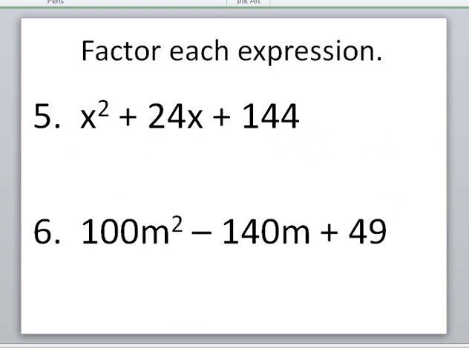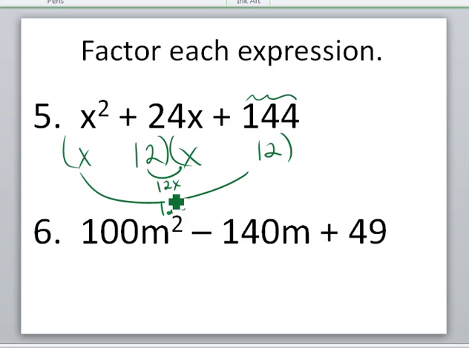I have a few more of these. Next one has x times x is x squared. 144. You may not recognize the perfect square, but 12 times 12 is 144, so I'll put 12 here and 12 there. So I get 12x and a 12x. 12 plus 12 is 24. Again, you can write this as x plus 12 quantity squared.